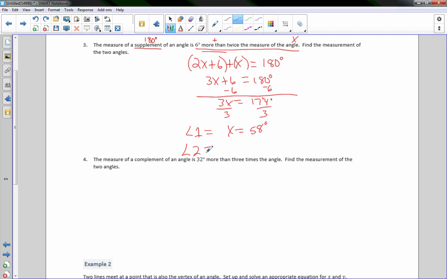Angle 2 equals the 2x plus 6, which is 2 times 58 plus 6, which is 116 plus 6, which is 122. So angle 1 is 58 degrees, and angle 2 is 122 degrees. Those add up to 180.